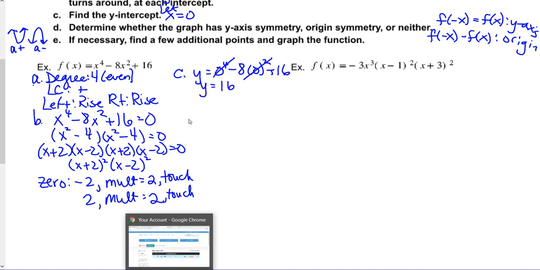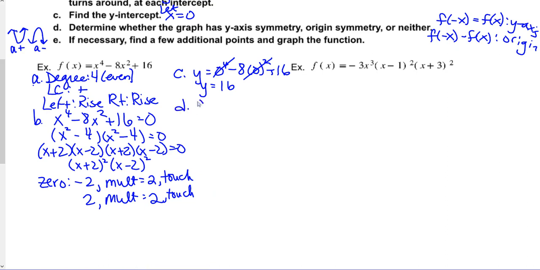And for the last one, we need to determine the symmetry. So we need to look at what is f of -x, and hopefully I will get back the original, or I will get back the opposite, so I know that it has y-axis symmetry or origin symmetry. So I'm going to take -x, and I'm going to plug it right in here wherever I see an x.